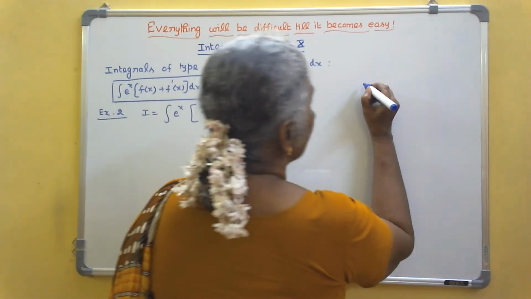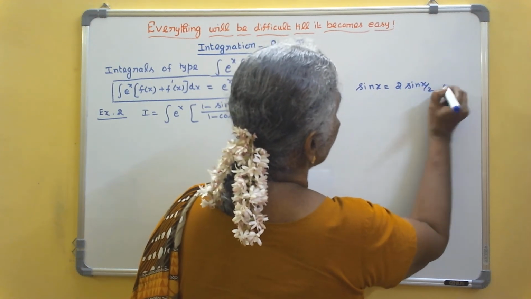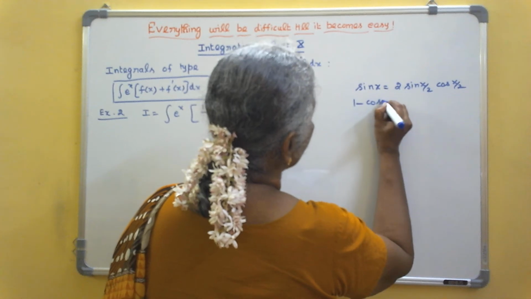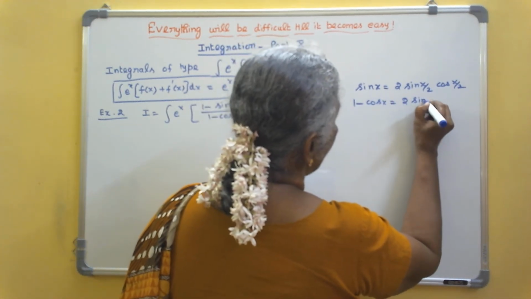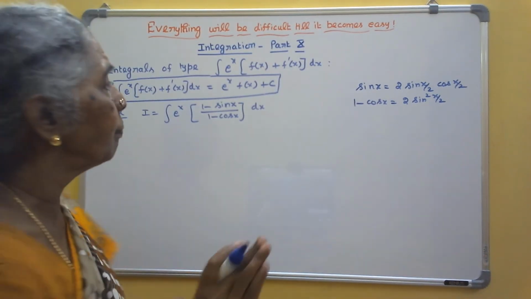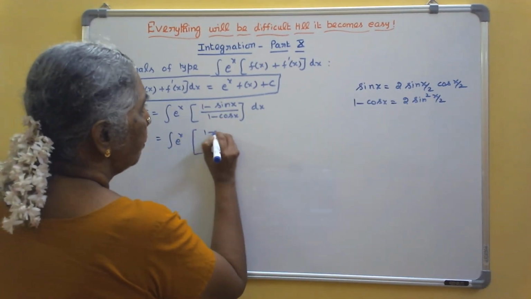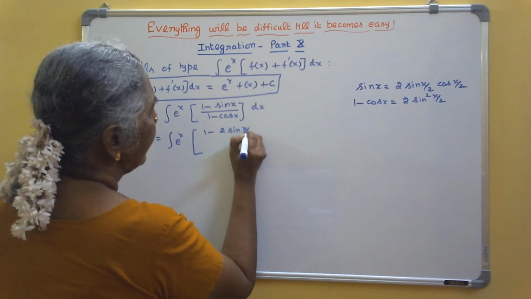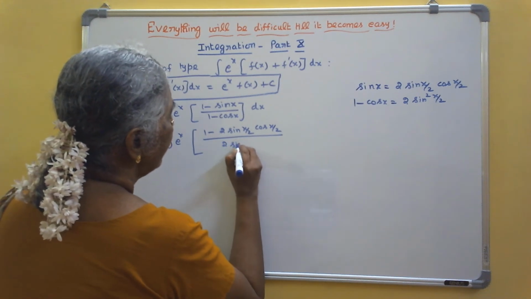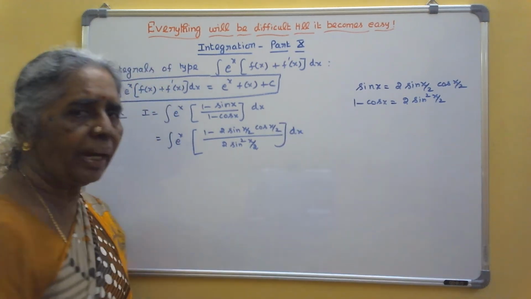Now, sin x can be written, using the half-angle formula, as 2 sin x by 2 cos x by 2. Then you know 1 minus cos x is equal to 2 sin squared x by 2. We are going to make use of these two formulae now. So here I will get integral e power x into (1 minus 2 sin x by 2 cos x by 2) by (2 sin squared x by 2) then dx. Okay, this is the first step.